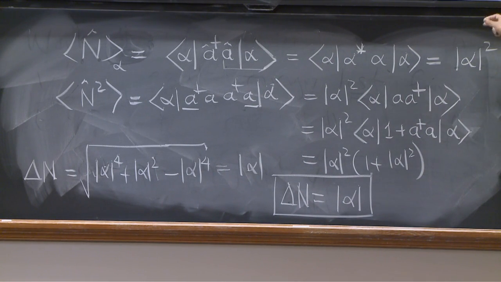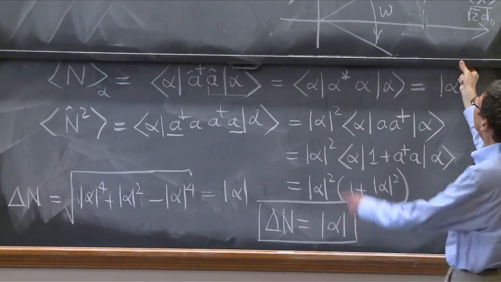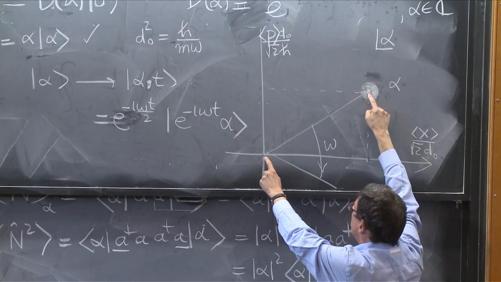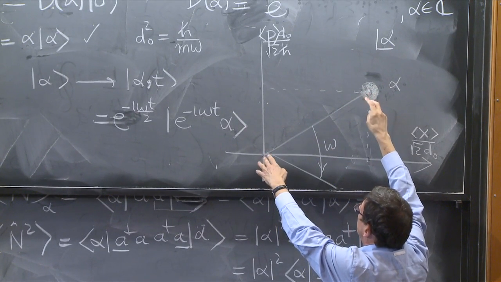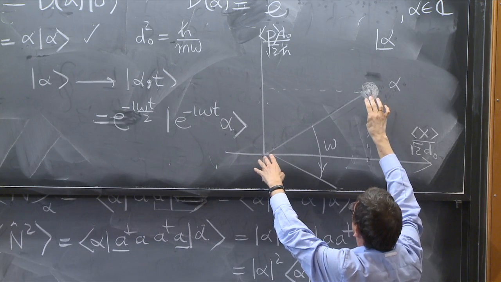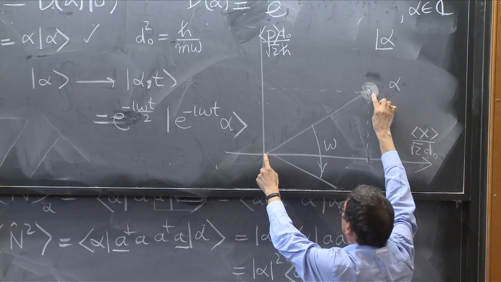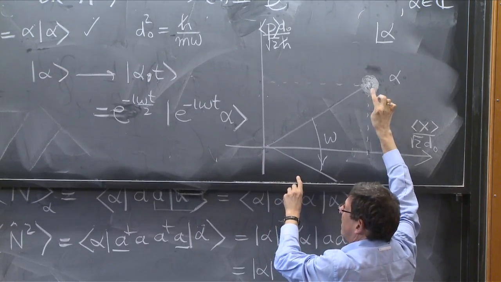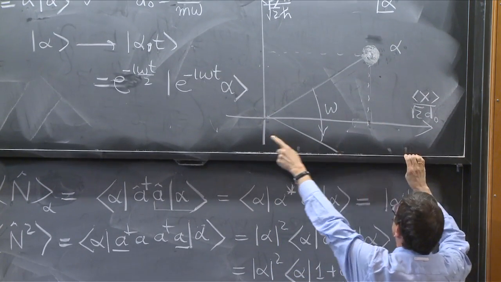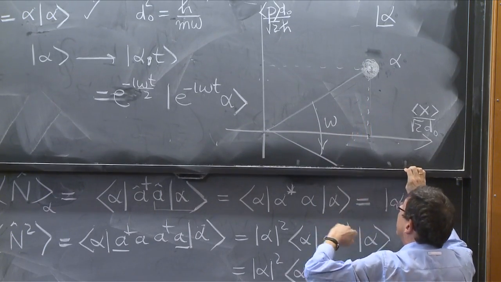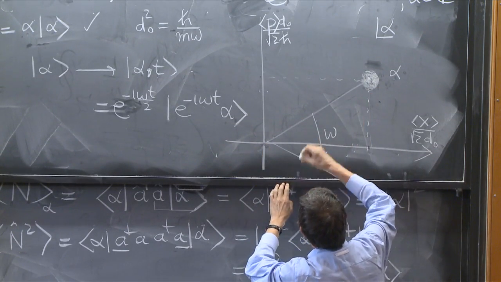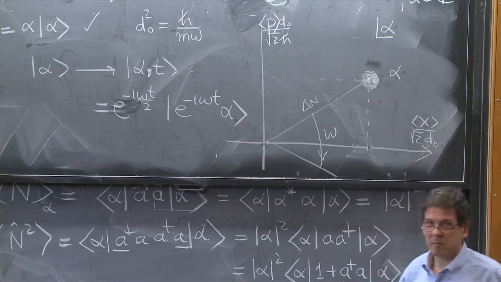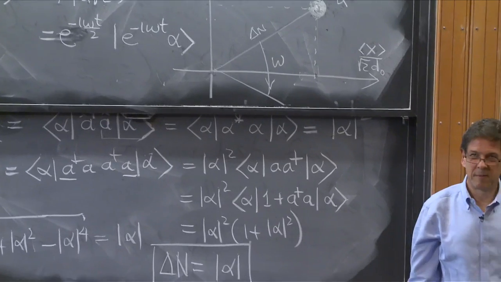So in fact, if you think of this picture, you're tempted to say, oh, this represents the number of excited states that you have. This length represents the expectation value of n. No. The expectation value of n is this length squared. This length represents delta n in the picture.